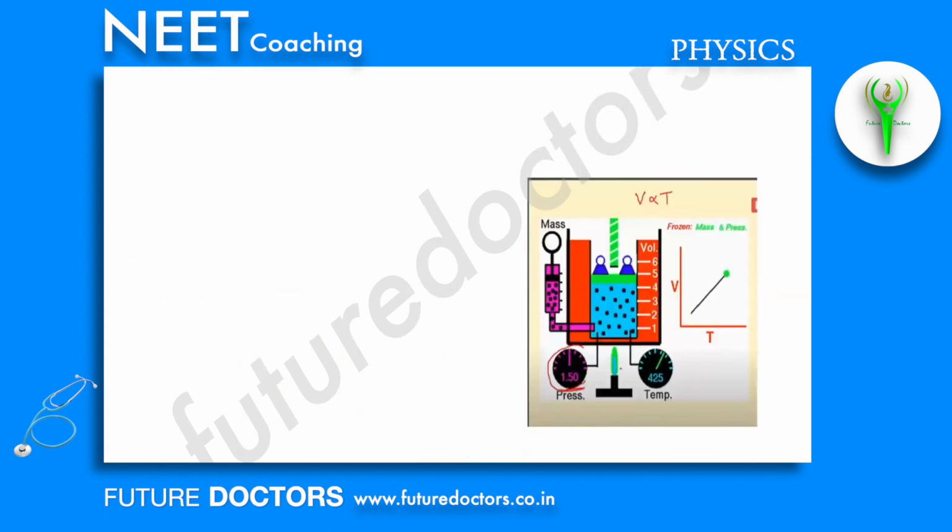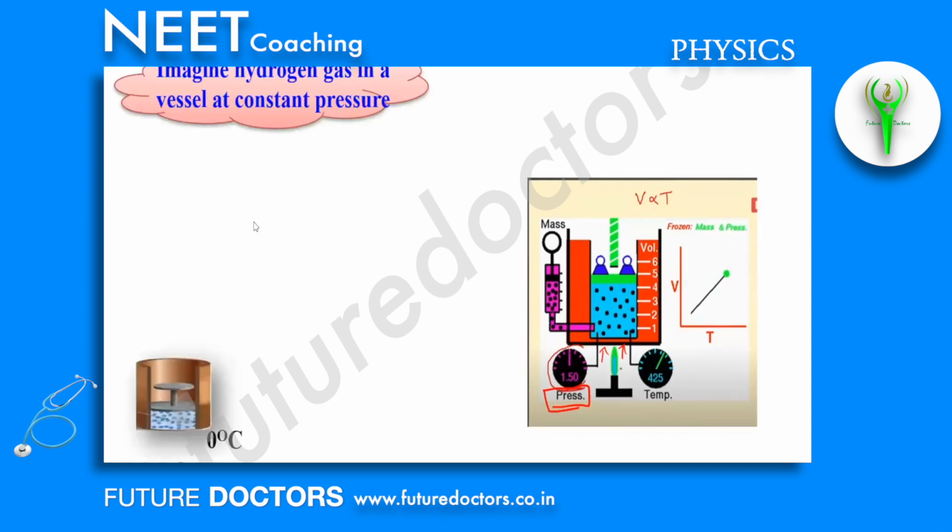This diagram shows how the volume changes with temperature. Here we are keeping pressure constant. This is the instrument which measures the pressure. So pressure is kept constant, and we are heating the gas molecules. When you heat the gas molecules, the volume increases. So volume is directly proportional to temperature. When you increase the temperature, the volume of the gas increases.